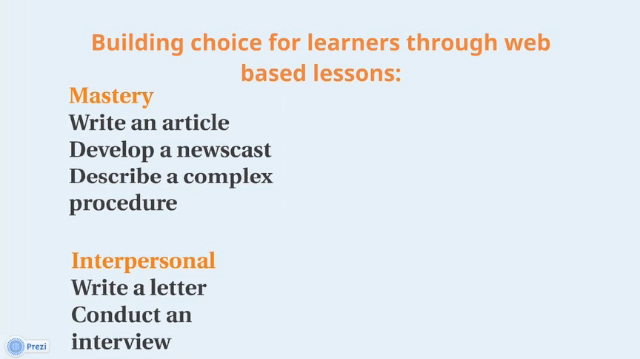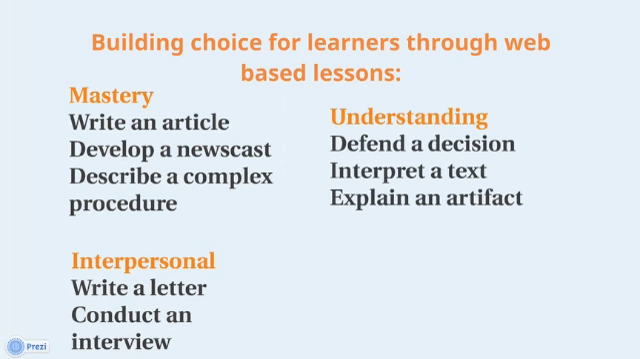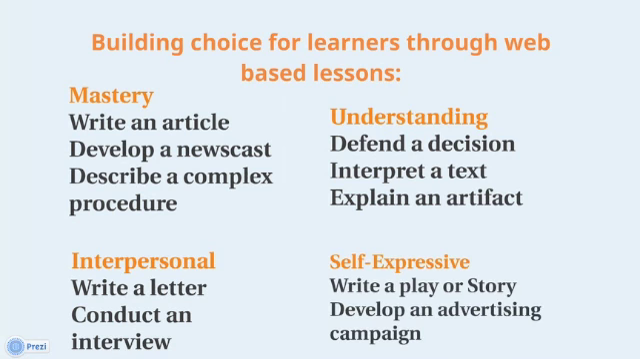All right, so a mastery style learner, you might have them write an article or develop a newscast. An interpersonal learner maybe would write a letter or conduct an interview, possibly even work in a small group setting. An understanding learner might defend a decision or interpret a text, and a self-expressive learner might write a play and actually perform it, or write a story and deliver that to the class, or maybe develop an advertising campaign using lots of different multimedia positions to present.